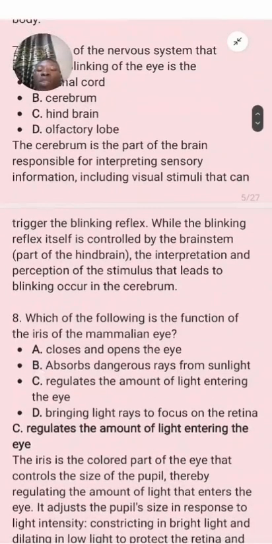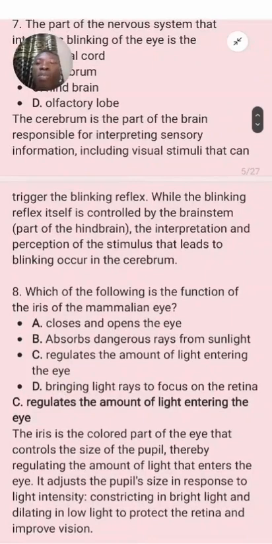Then question 8, which of the following is the function of the iris of the mammalian eye? The iris of the mammalian eye helps to regulate the amount of light entering the eye. Okay, the iris is that colored part of the eye. So it is the one that controls the size of the pupil. When you are exposed to some brighter light, it will cause your pupil to be dim a little bit. But when you are in a dark situation, it will make it big. Your pupil will be large that time.